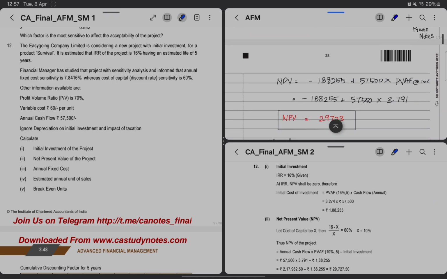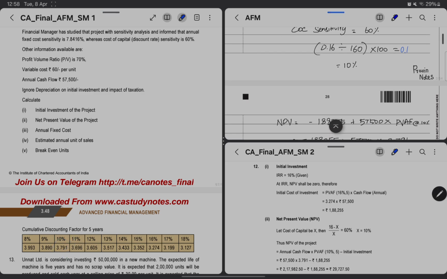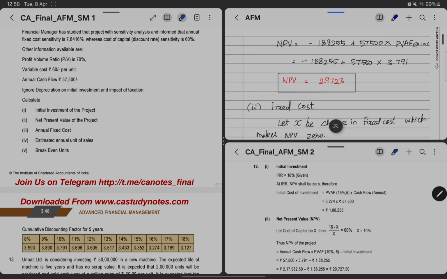Then using the annuity factor for 10 percentage for 5 years, which is 3.791, we will get an NPV of 29,723. Then going further, we need to calculate annual fixed cost.